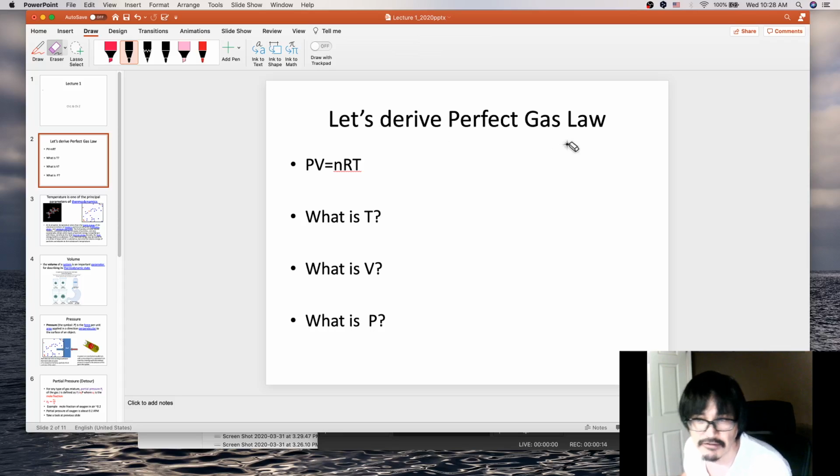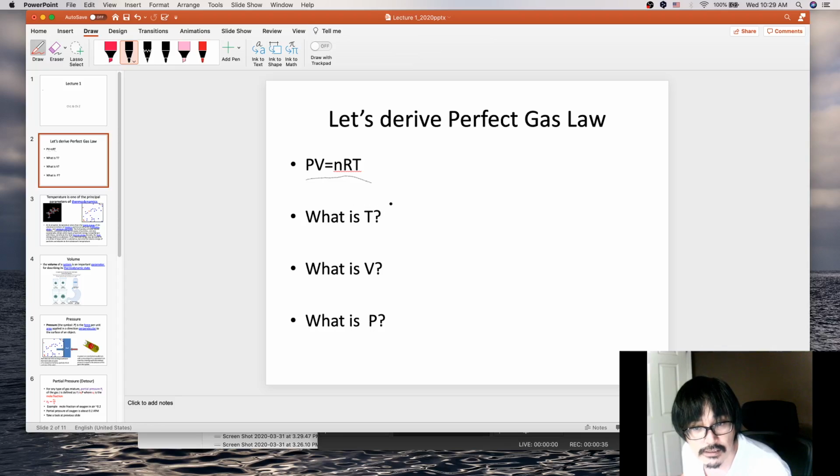Let's derive the perfect gas law. Perfect gas law is ideal gas law. So you probably have seen these things, the PV equals nRT, in general chemistry 1. So we are going to derive this one for this short lecture here.